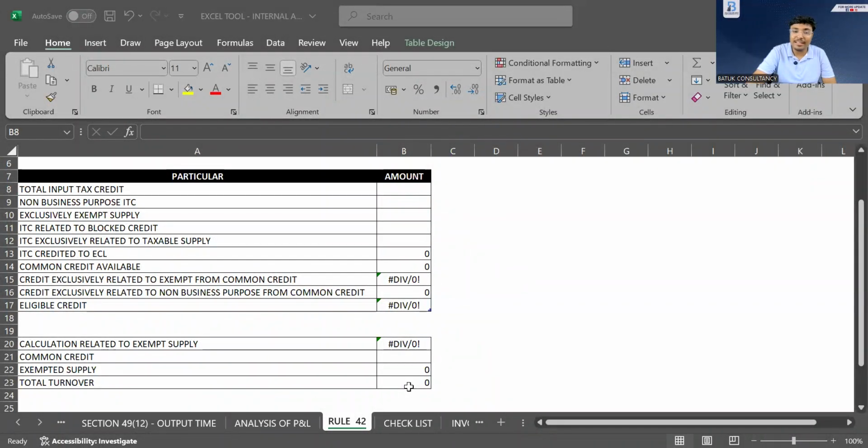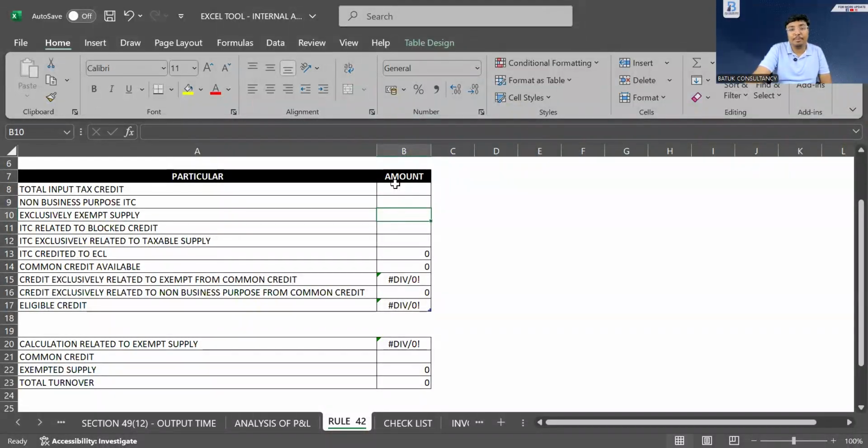Sir, Nanda sir, the calculation formula is there in this sheet. You just need to put the total amount of input tax credit which you have claimed. From this ITC, you need to reduce the non-business purpose ITC. Suppose you have bought one AC for personal purpose, that ITC should be reduced from your total input tax credit.